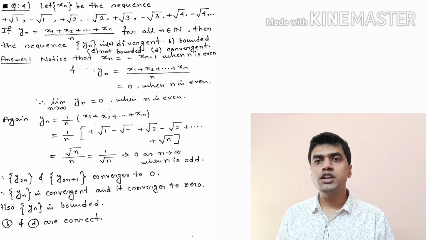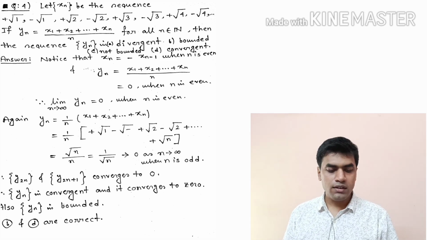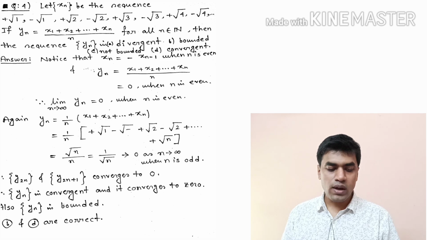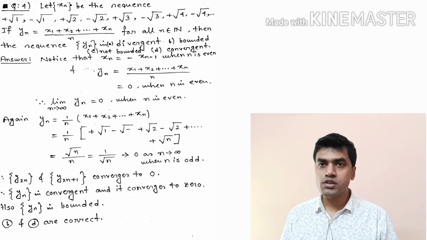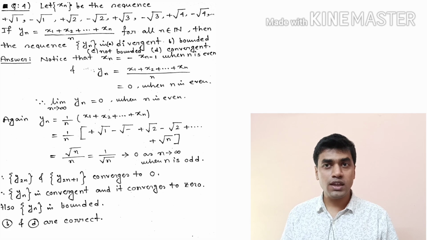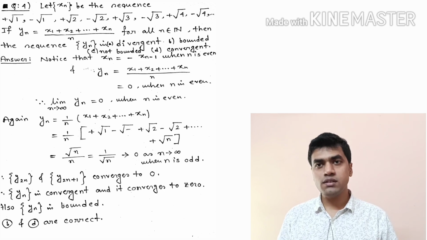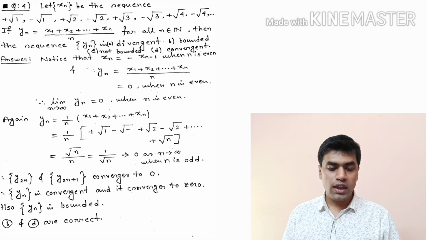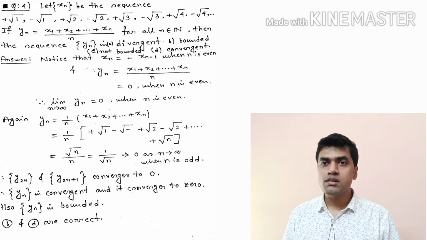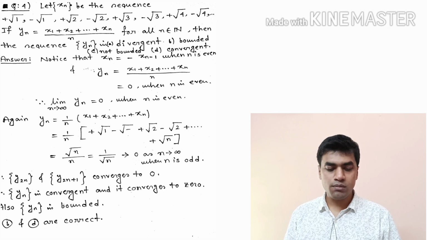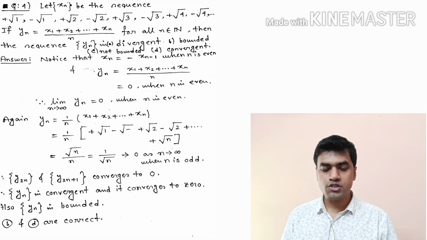Therefore the limit as n tends to infinity of yn is 0, where yn equals 1 by n times (x1 plus x2 plus ... xn). Now look, when n is odd, all the terms up to xn minus 1 will be cancelled, because xn minus 1 is an even step term, so only xn will remain in the calculation. So I have shown that with 1 by n, all the terms are cancelled, leaving root n by n, that is 1 by root n, which tends to 0 as n tends to infinity whenever n is odd.